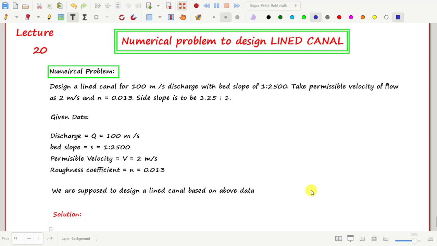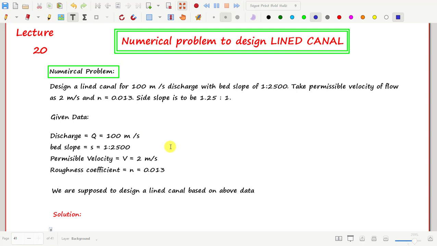Hello everyone, welcome to the 20th lecture. Today we are going to solve a numerical problem based on the lined canal designing, right? In previous lecture number 19, we have discussed the lined canals and the design steps which we are going to follow to design a lined canal. So today we are going to apply them practically in this numerical problem.